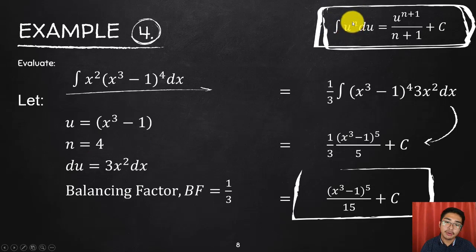So we now have u raised to n. Therefore, our only remaining component missing is du. So if you solve for du, you're going to differentiate with respect to its own variable, u. So x cubed minus 1, if you try to differentiate this one, x cubed, when you differentiate it, becomes 3x squared dx, right? Minus 1, constant differentiated is 0. So this is now your du, 3x squared dx.